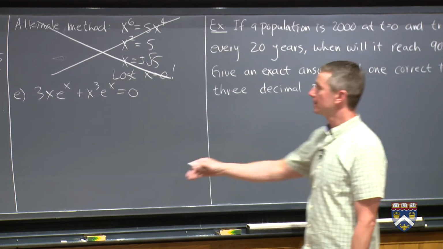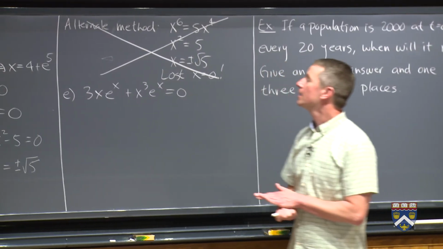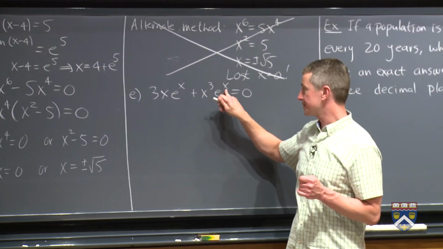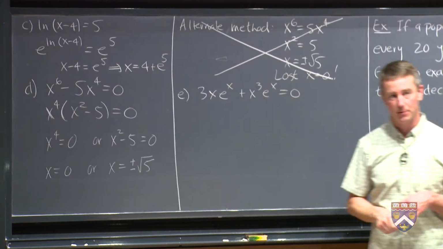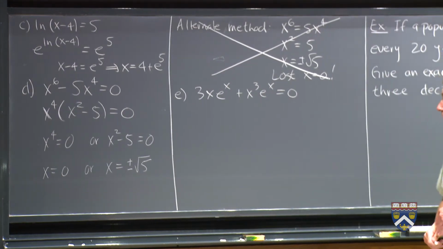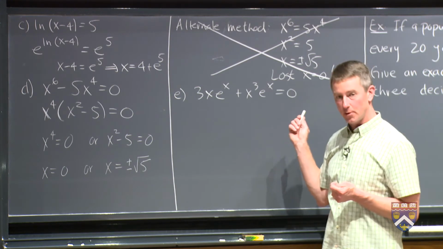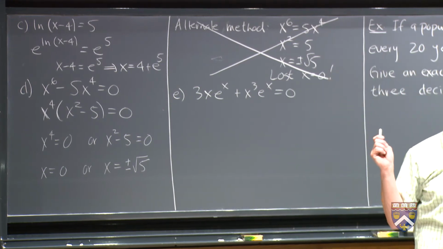All right, let's try this one now. Here we do have exponential functions. I've got an e to the x on both sides. So should I first take the log of both sides? Would that be a good idea?